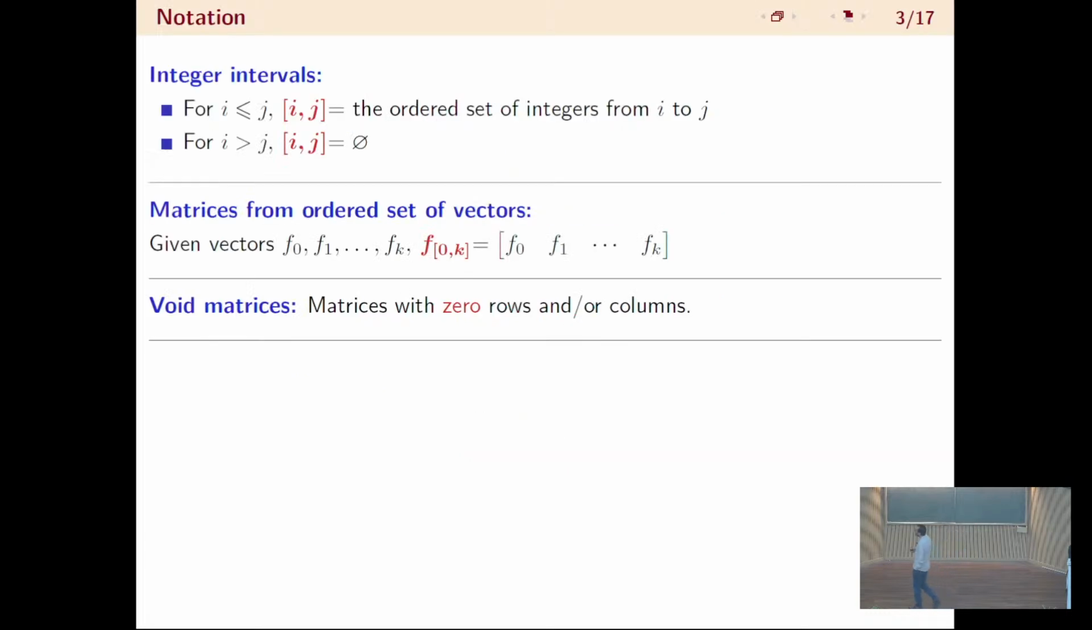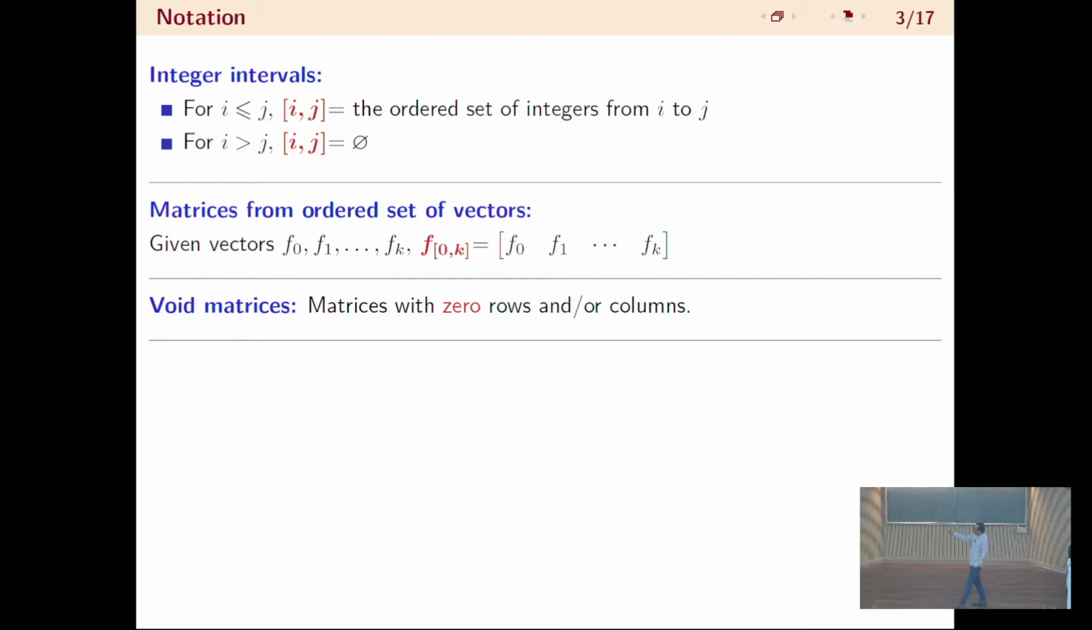Okay. Now, I'm going to use pretty much a standard notation, apart maybe from these three points. Well, the integer intervals we have seen already on the first day. I'm going to write the interval [i, j], which denotes the ordered set of integers from i to j if i is less than or equal to j, and the interval [i, j] is empty if i is greater than j. Okay?